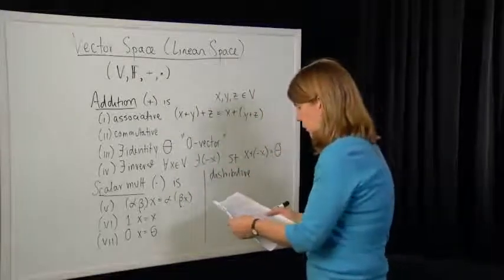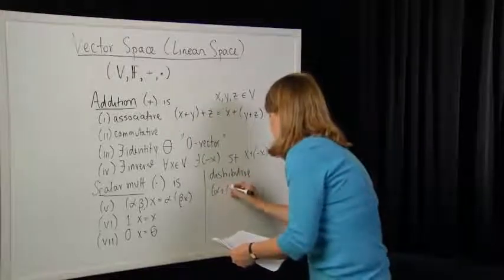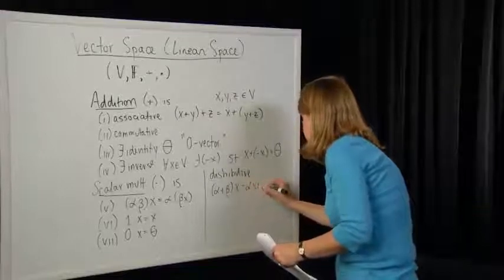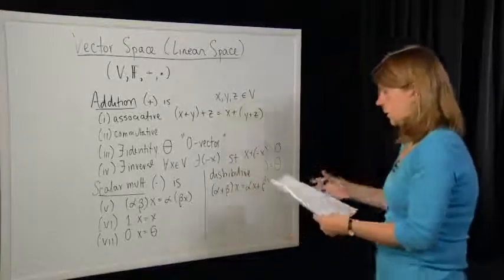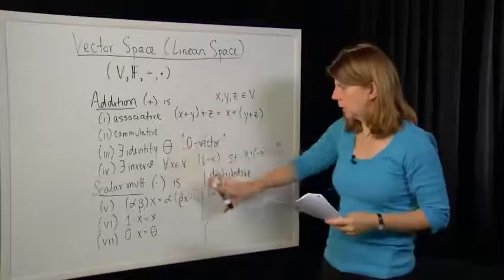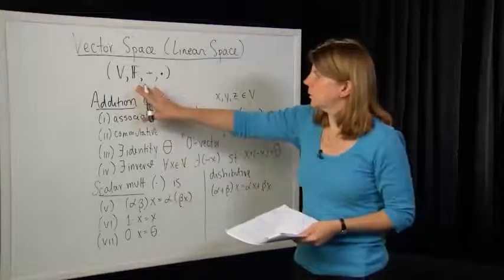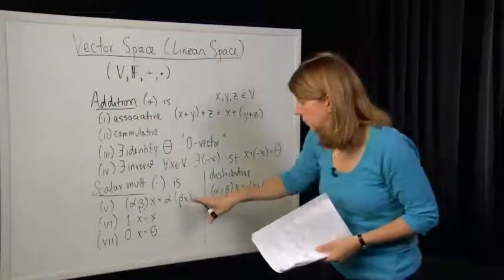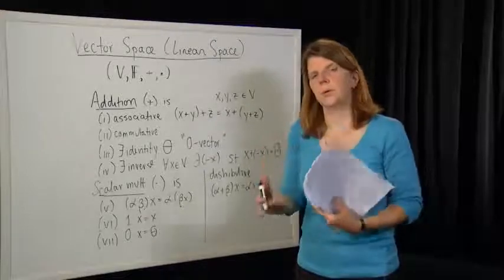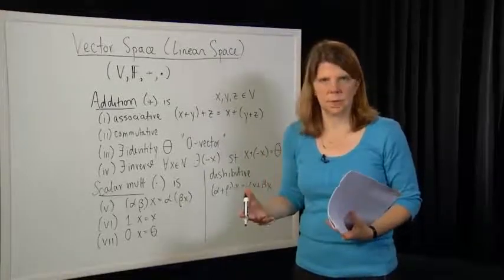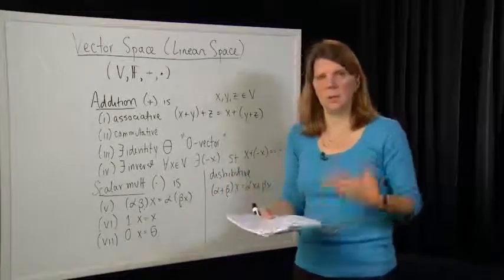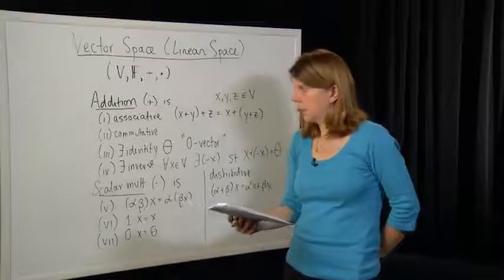And so basically what we can say there is if we look at elements alpha plus beta from the field, multiply by x, we get alpha x plus beta x, and vice versa. So basically what we're saying here with all of these properties is that the vector space is closed under vector addition and scalar multiplication. Closed means that if you perform those operations on elements of the space, you get back something in the same space. You can't go outside the space when you're performing those operations.